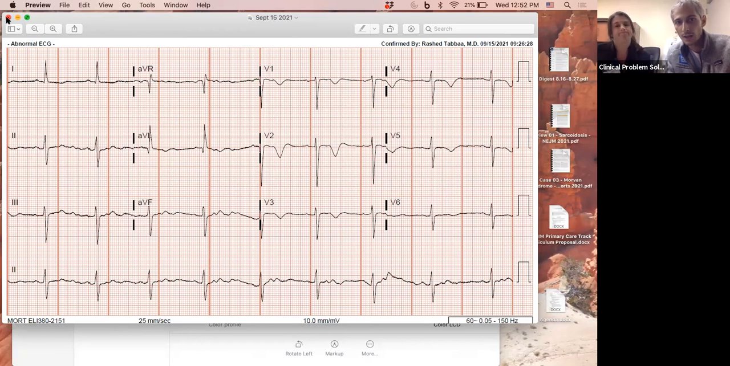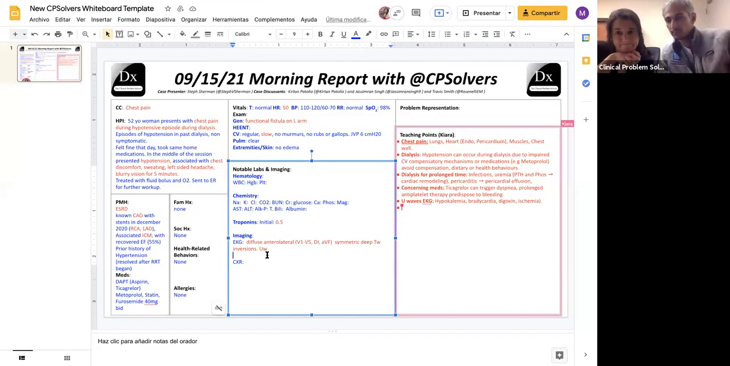So Kirtan, Travis, what is your differential for these anteroapical T-wave inversions in general and in this context? Y'all want to sort of wrap up with that?